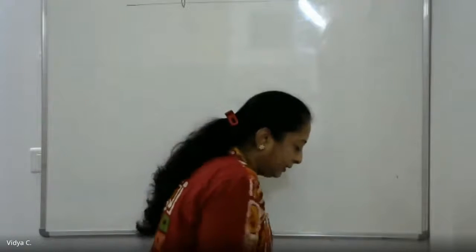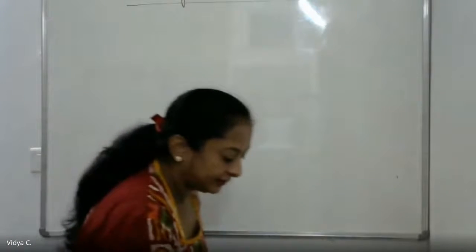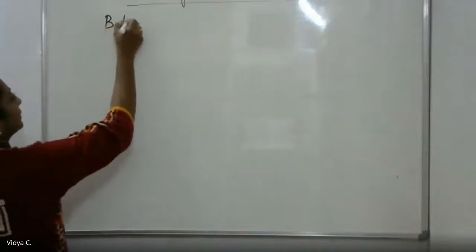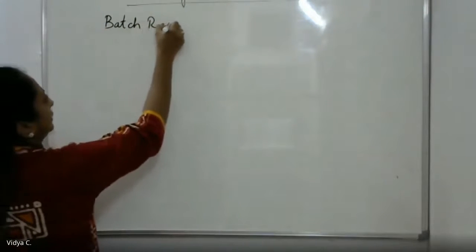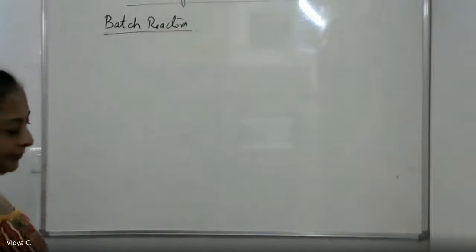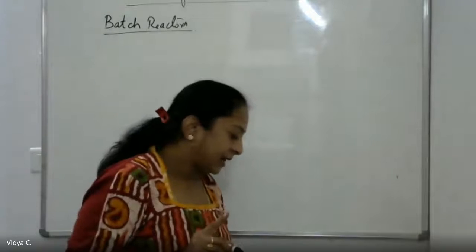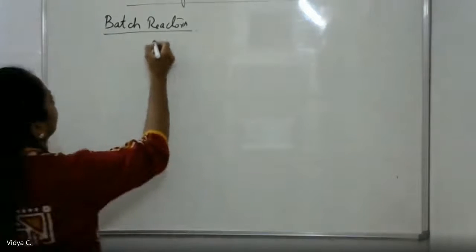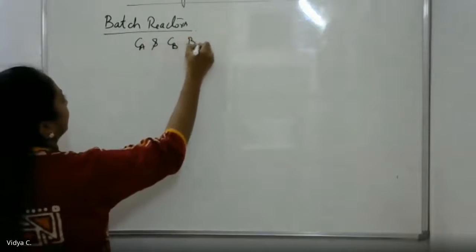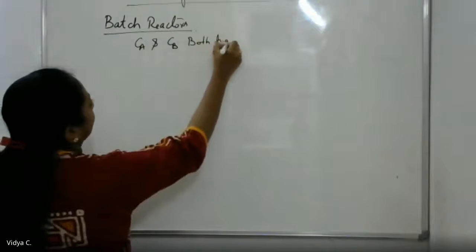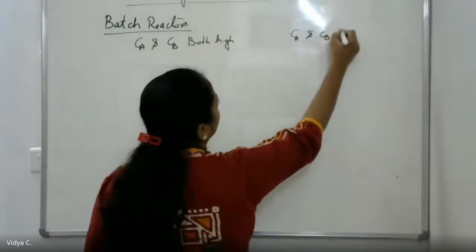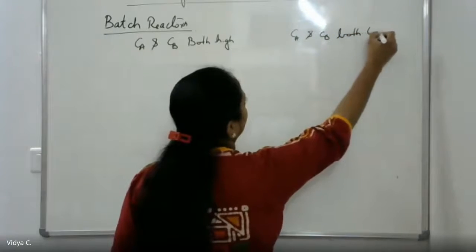In this, we will be studying under different headings. First one is batch reactors. So in batch, first case, CA and CB both high. Case 1, CA and CB both high. Second, CA and CB both low.